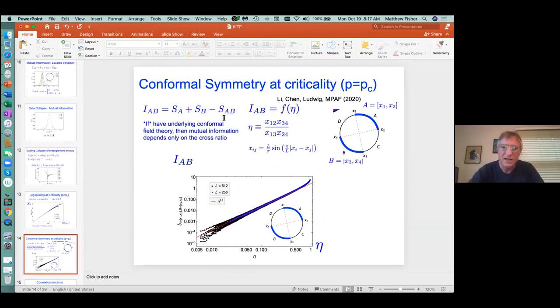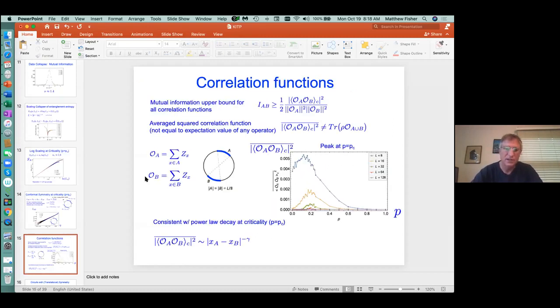And if there is, we anticipate that the mutual information, which I was looking at before, should depend only on the cross ratio, eta, defined here in terms of the endpoints x1, x2, x3, x4 of the two subregions A and B. And so here's some data taken by my graduate student Yaodong Li for different subsystem sizes, different locations of these regions A and B, and replotting all of that data versus this cross ratio, and one finds that data nicely collapses. And this is consistent then with conformal symmetry at criticality.